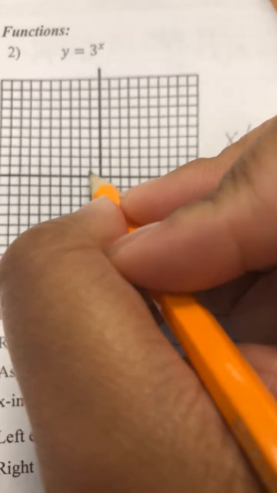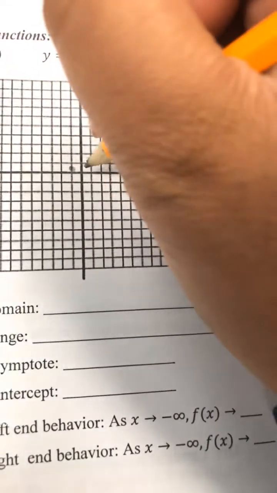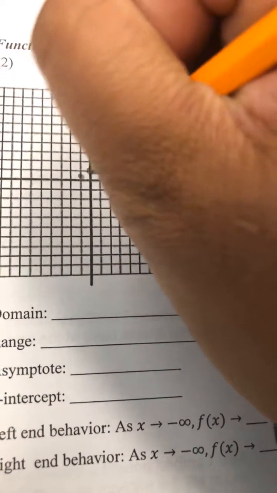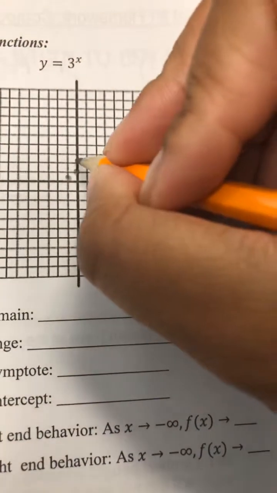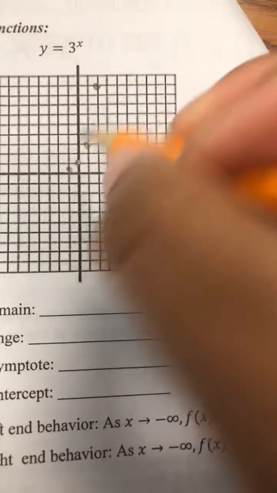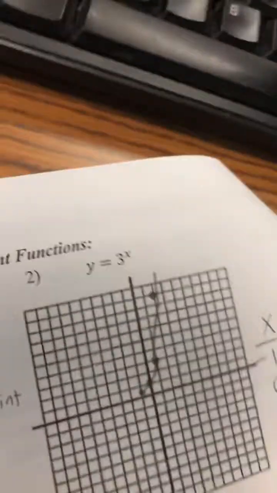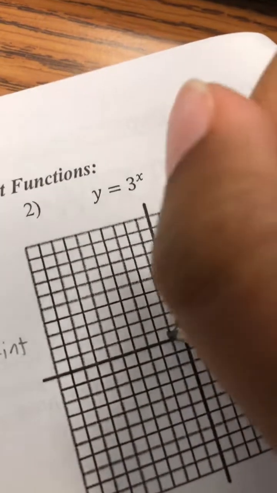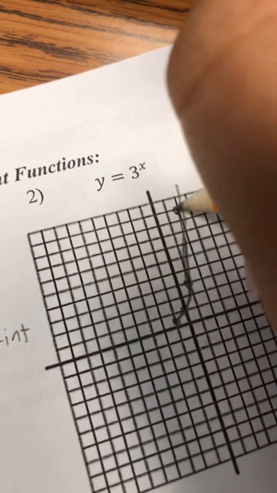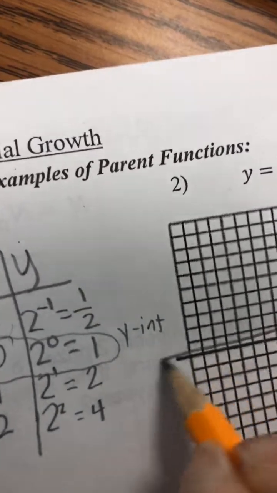Okay, so now we're going to plot it. 1/3 falls in between 0 and 1. And then we have 0, 1, 1, 3, and then 2, 9. Again, when you connect it, oh, that was ugly. Sorry. Kind of hard to hold this and record at the same time. Make sure you continue it all the way to the left.